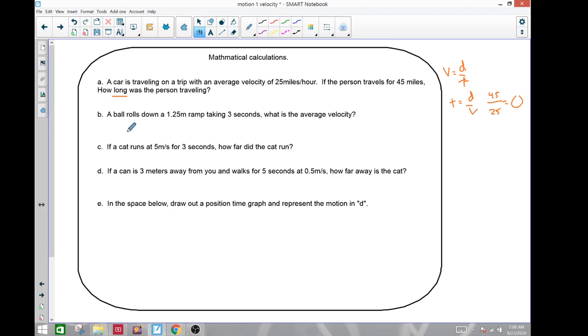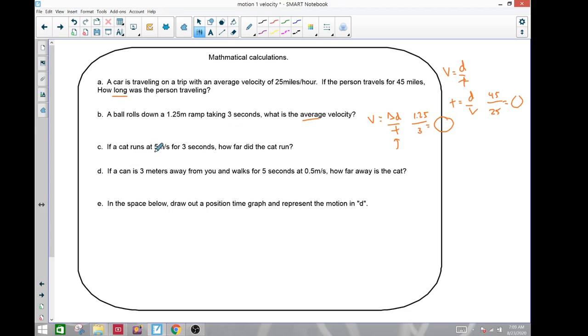The next one, a ball is rolling down a 1.25 meter ramp taking 3 seconds. What's my average velocity? Velocity is equal to the change in distance over time. If that time is not a very, very small time, then it's always going to be considered average. So the distance is 1.25 and the average velocity is over the 3 seconds. I'm assuming you can do this math.